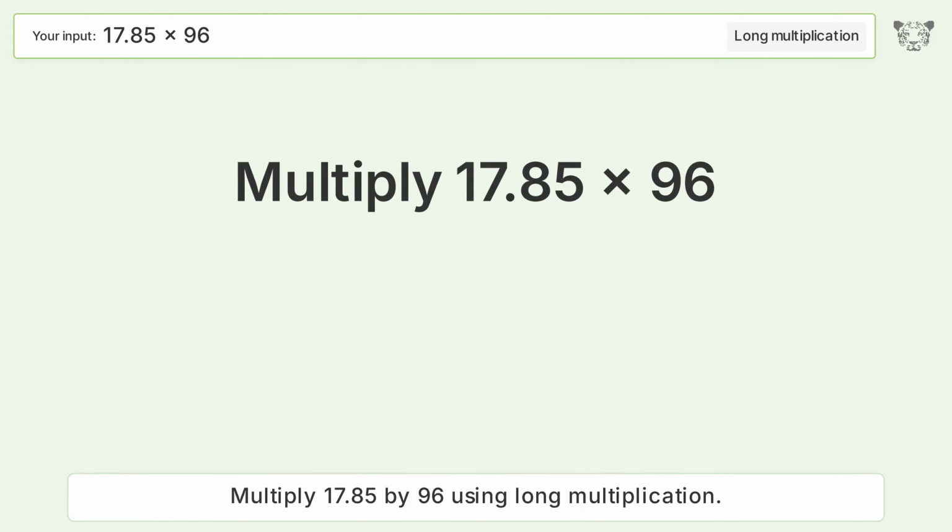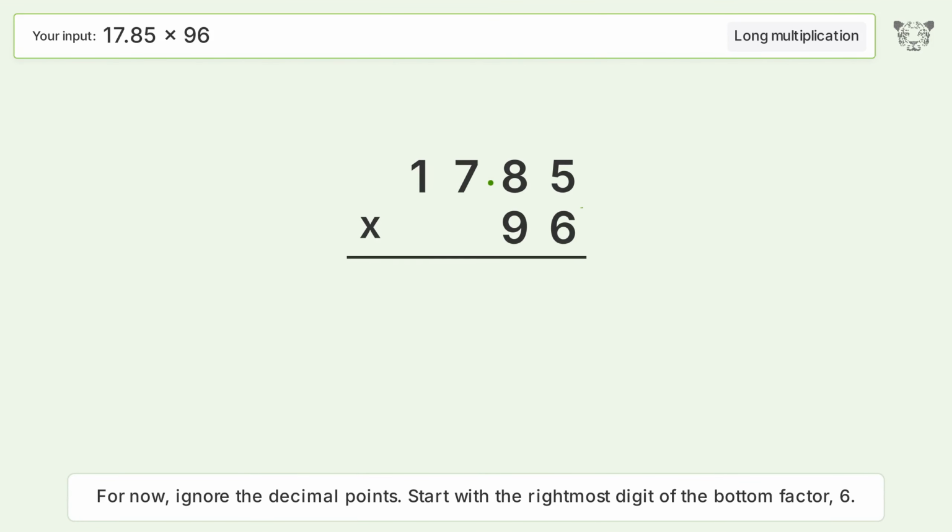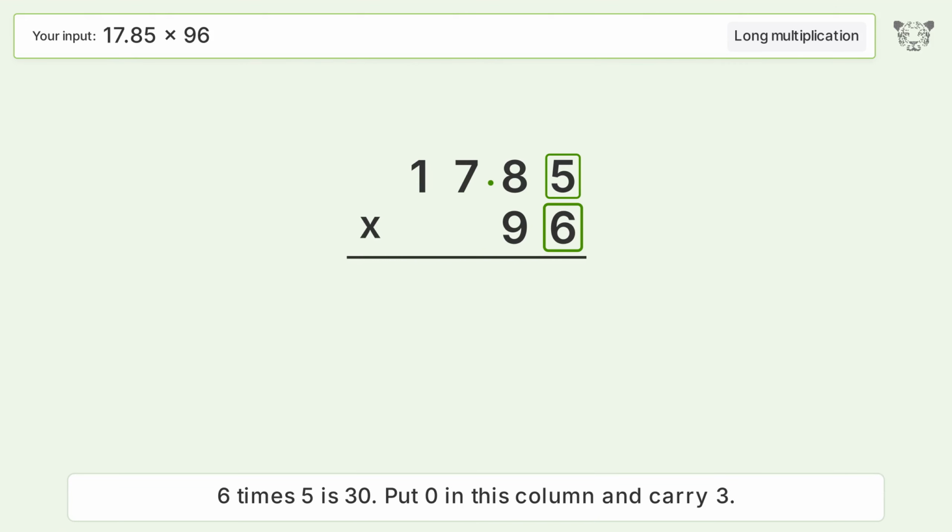Multiply 17.85 by 96 using long multiplication. For now, ignore the decimal points. Start with the rightmost digit of the bottom factor, 6. 6 times 5 is 30. Put 0 in this column and carry 3.